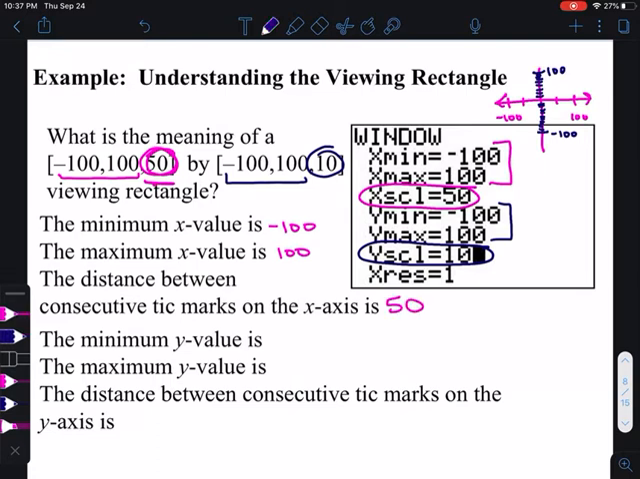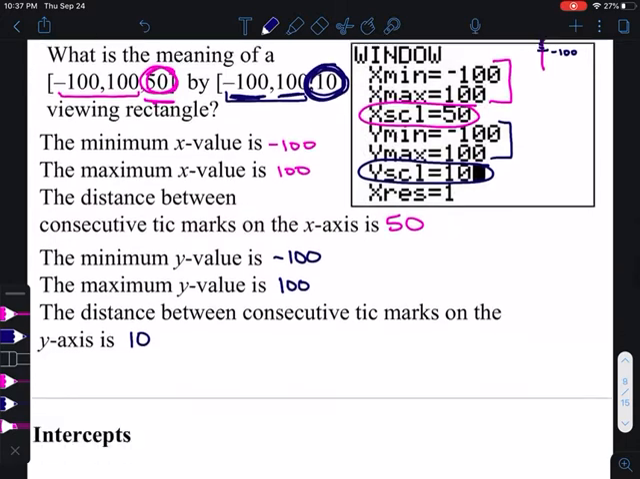Then the minimum Y value we said was a negative 100. The maximum Y value was a positive 100. But as we're counting our tick marks, we're counting by tens. So anytime you look at a graphing calculator, you type in an equation, you hit enter, every time you're counting those little tick marks, that's what this is referring to. What is our least number? What is our greatest number along the x-axis? What is it counting by? What is our least number? What is our greatest number on the y-axis? And what is it counting by?